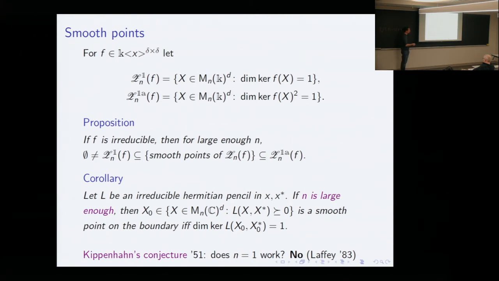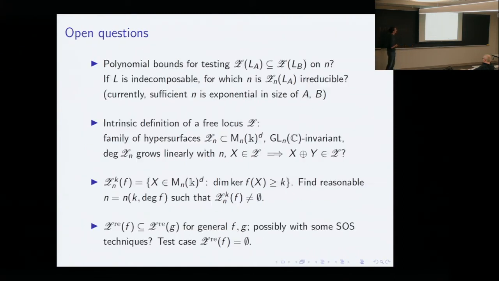Okay, now let me just say a few things about what the open questions are. As Raphael said, there are a few problems. There are some problems here about polynomial bounds on testing this inclusion of free loci. We know that if you give me two pencils A and B, and I want to check the inclusion of free loci, I just need to check it for finitely many n's.